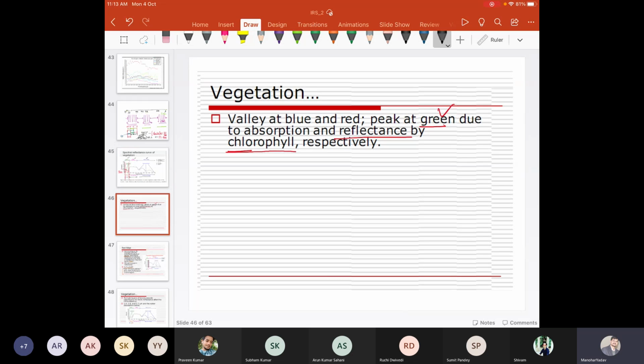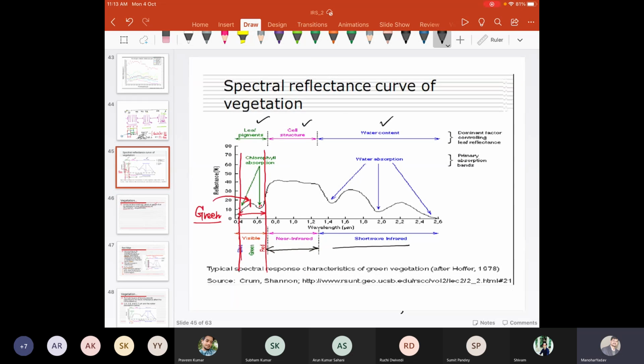And as you see in this plot, there is a valley at red, then there is a red edge. If you move from red to near infrared, there is a sharp transition from very low reflectance to high. We call it the red edge. Within the visible and near infrared band, there is a valley at red. And in the visible spectrum, the highest reflectance we get is at green.